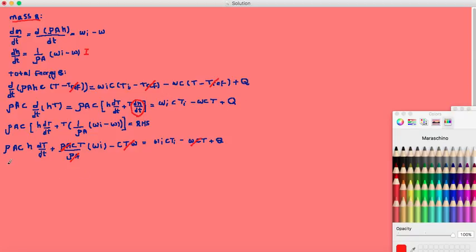So the simplified version of the equation would be dT by dt, which is the change of temperature with time, equal to 1 divided by rho A C H multiplied by omega I C T I minus omega, actually omega I C T plus Q, divided by H. We will call this equation number 2.